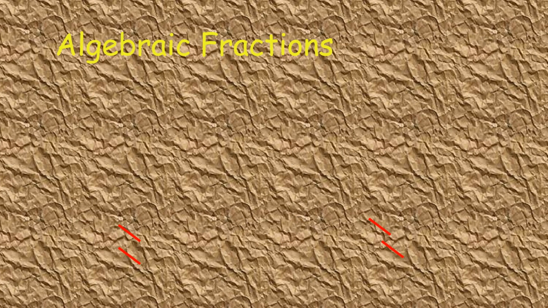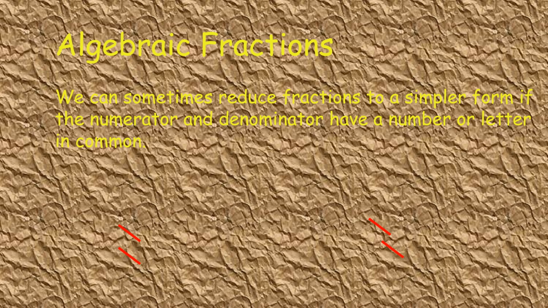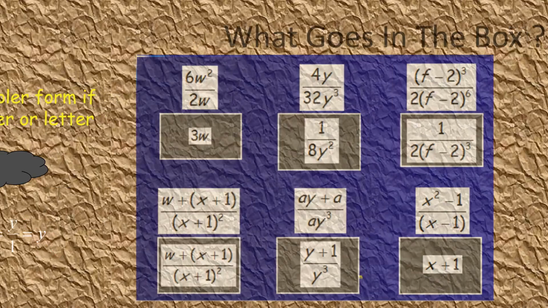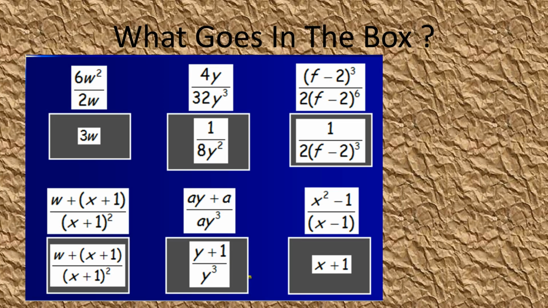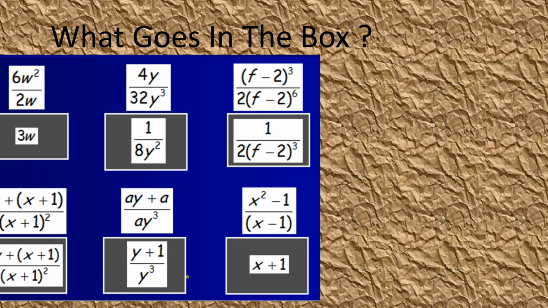We can sometimes reduce fractions to a simpler form if the numerator and denominator share a number or letter in common. This is done by identifying the highest common factor, or HCF, and dividing it out, as shown in these examples. Now, try to simplify each fraction to determine what goes in the boxes. This exercise focuses on applying the concepts we just discussed.